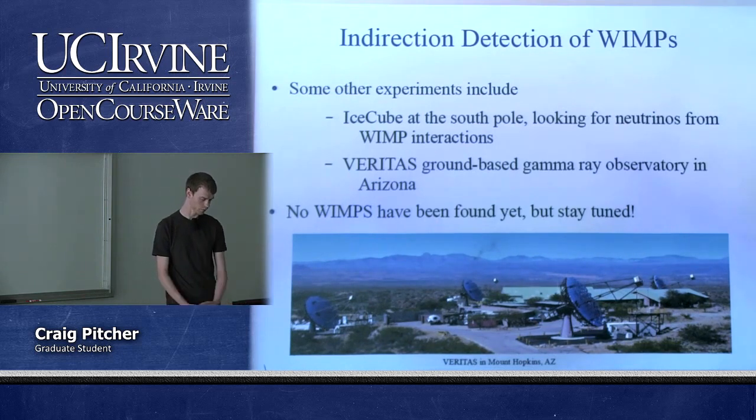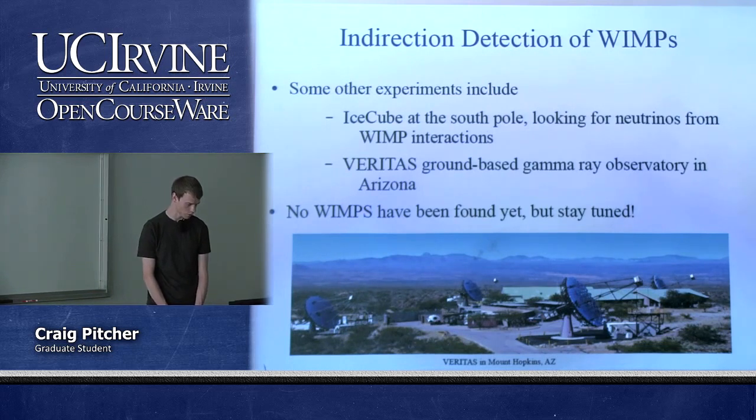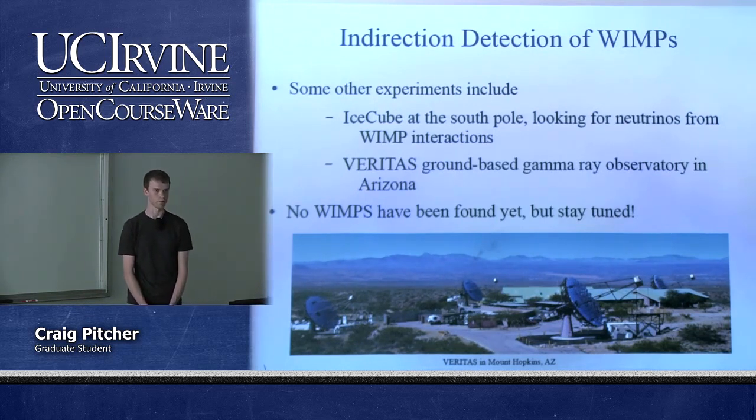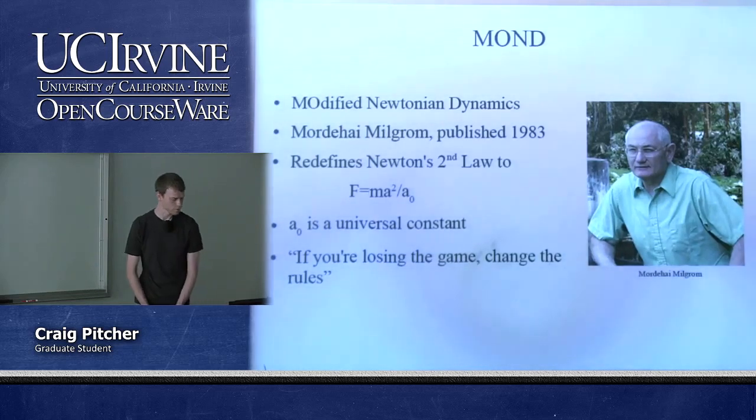And then in this picture is the VERITAS experiment in Arizona, which is an array of 4 gamma ray telescopes. All these experiments have just been probing different areas of parameter space. There haven't been any signals yet, but I guess a null result is still progress in some ways.